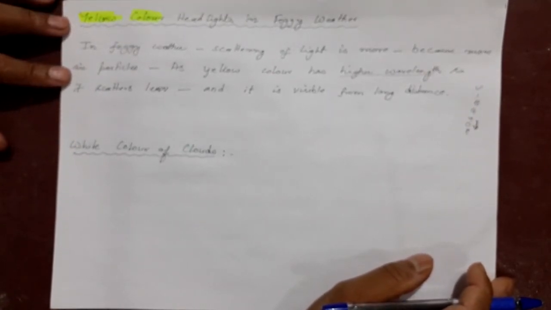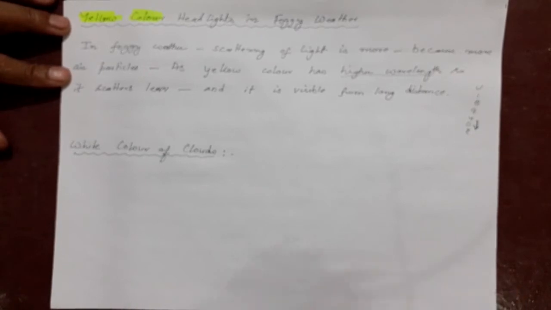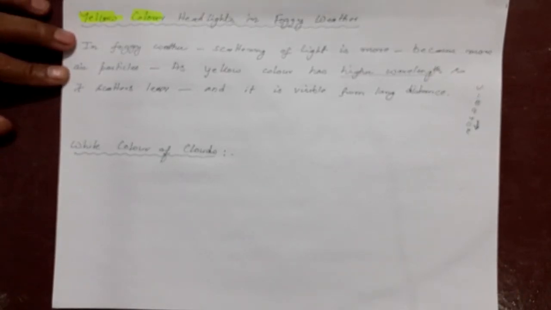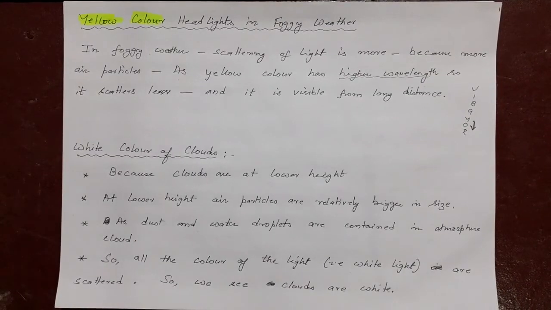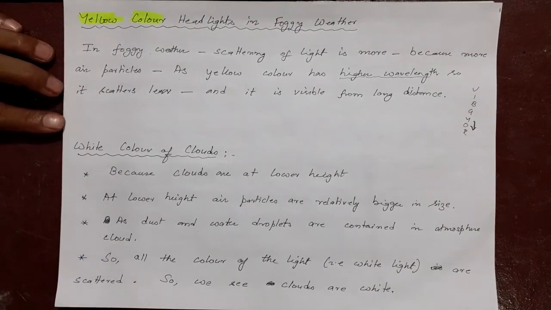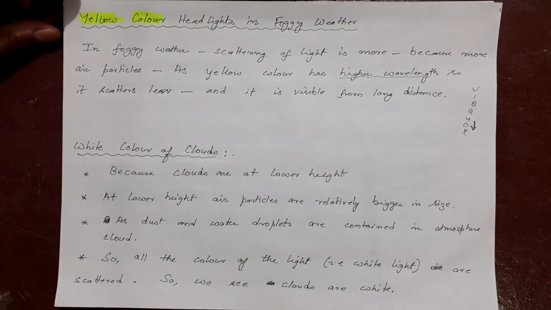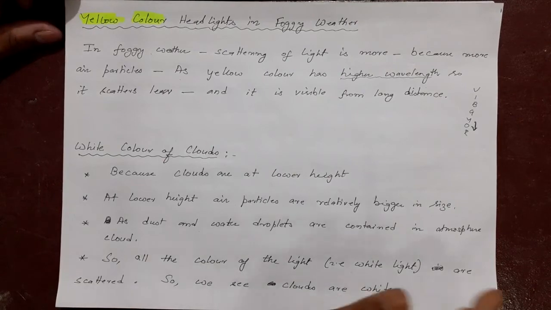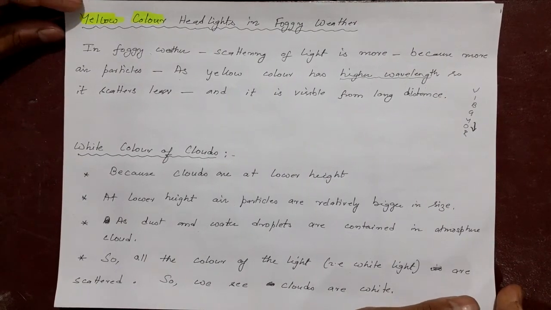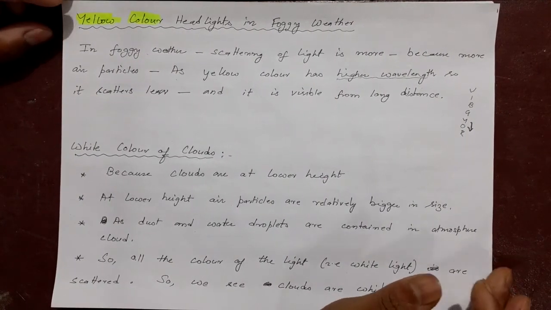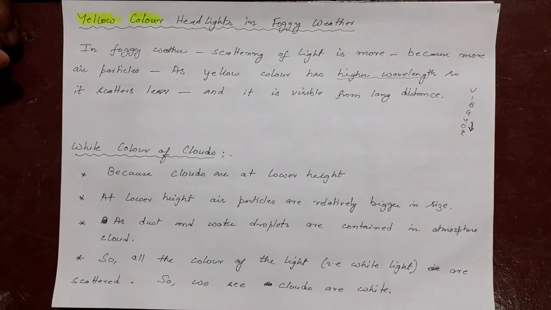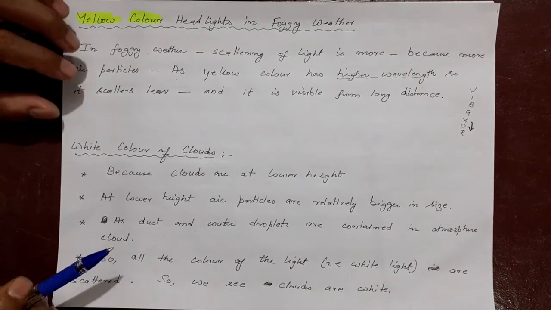Now the white color of the cloud. What is the reason for the white color of the cloud? We will do that last. Now the last one is the white color of the cloud. In the sky you see the sky is blue. In the evening and morning time you will see red color, yellow color, everything. But one thing is very common. In the daytime, you see the cloud is white.